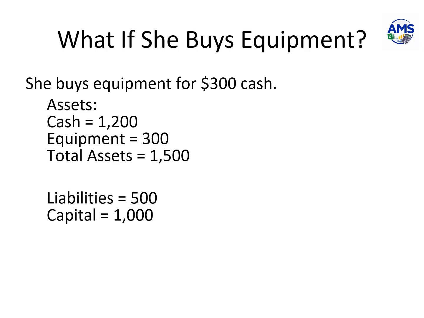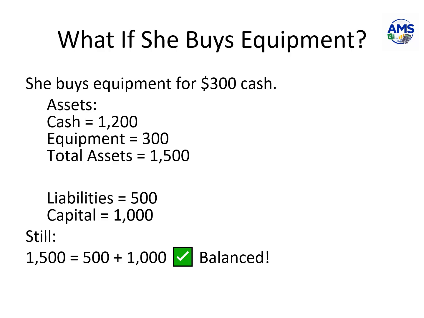So in all, the total assets is still 1,500. The liability side plus the capital side still remains the same because she has not yet paid back the money she borrowed, and the money she invested of 1,000 into the business is still the same. Still, 1,500 equals 500 plus 1,000. It still balances. Remember that this equation never breaks.